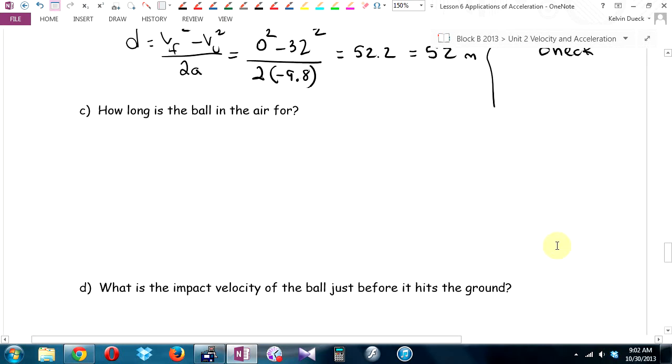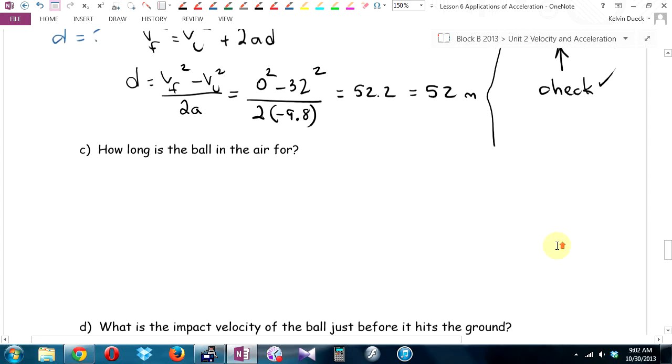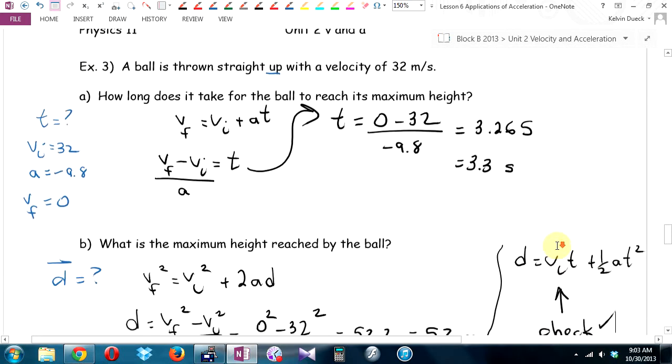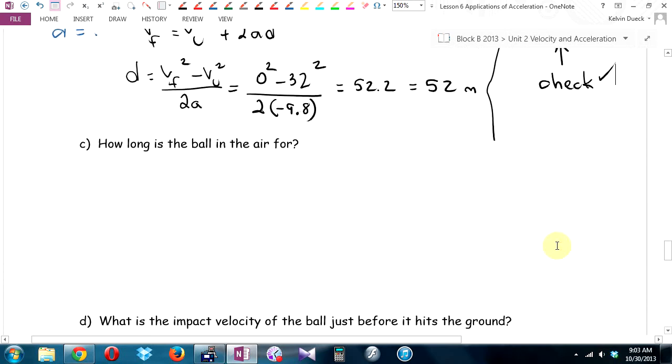C. What's C asking us to find? Didn't we already find time in part A? Oh, no, we only found the time to the top. How can I find the total time of flight? Well, first of all, what are we being asked to find, Olivia? Let's go T equals.